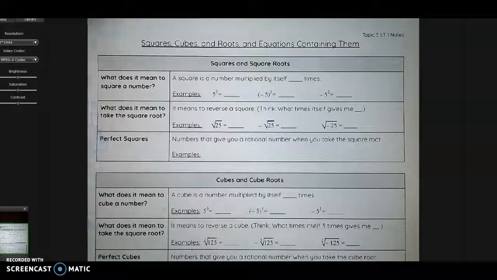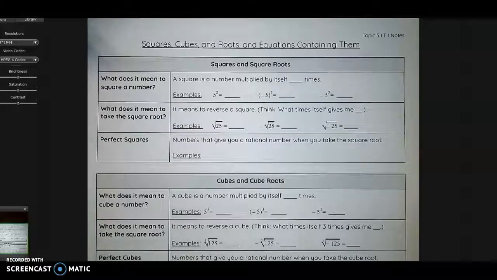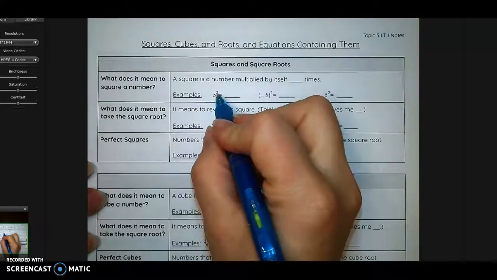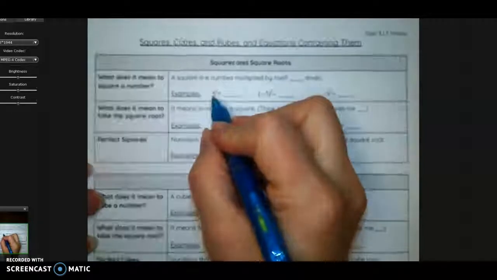Good morning. Today we're going to be talking about squares, cubes, and their roots, and equations that contain them, and what you need to do to help yourself out. So what does it mean to square a number? I know you guys have discussed this before. If I take a number to the second power, this does not mean 5 times 2.